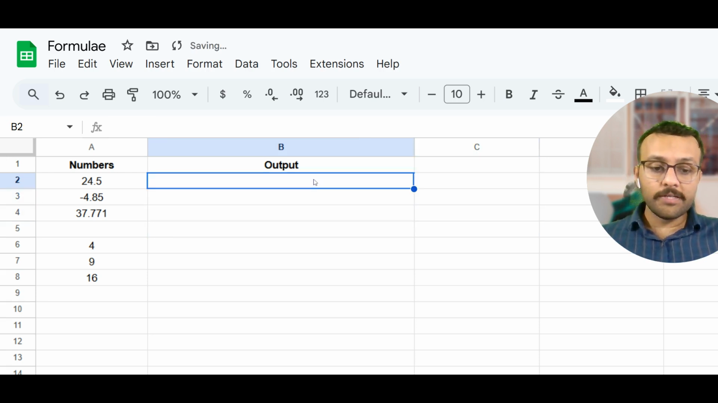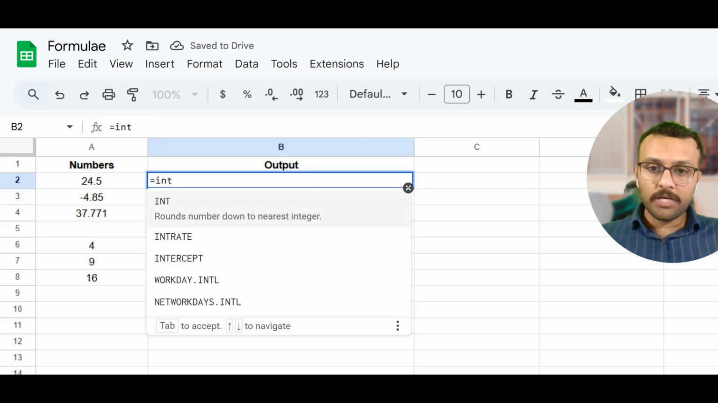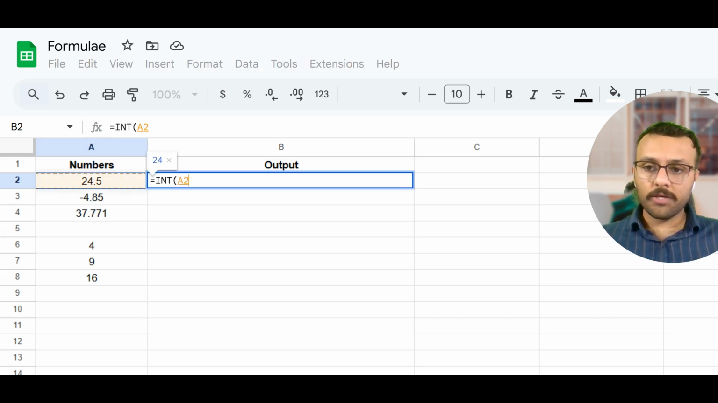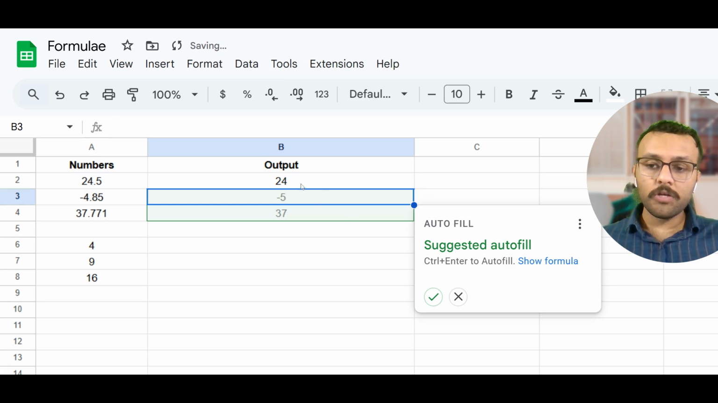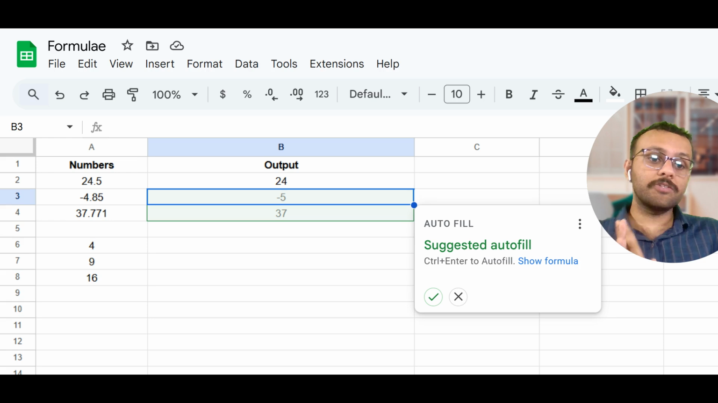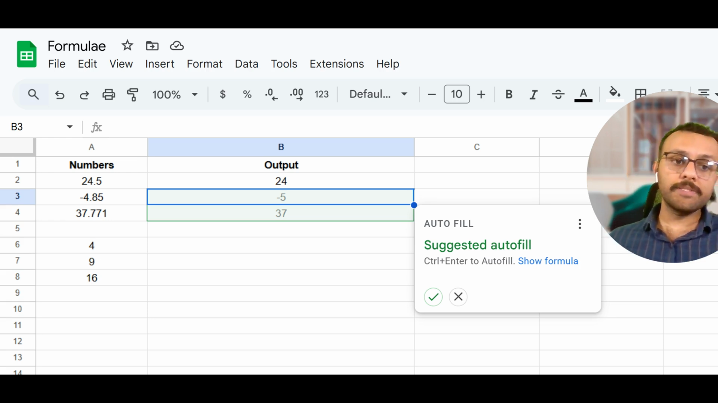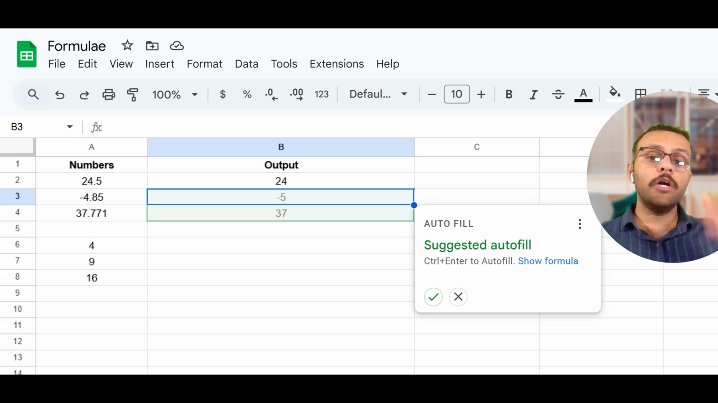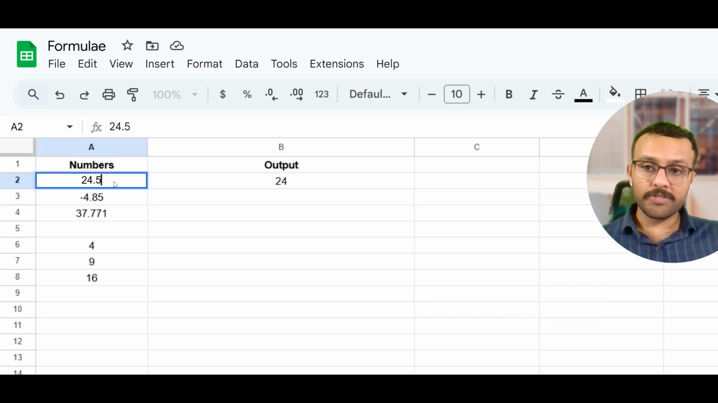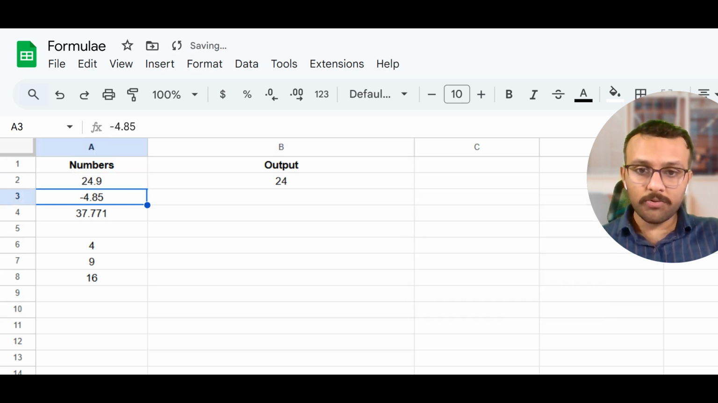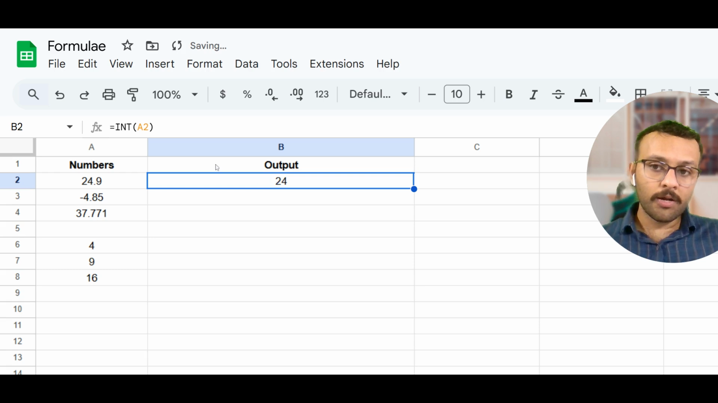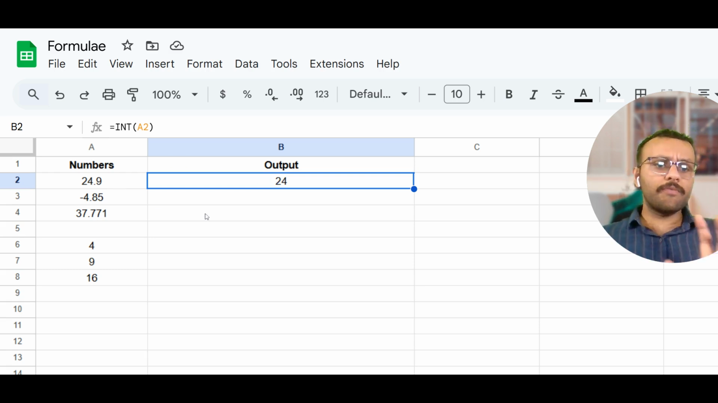The formula integer also does something similar. It rounds it to the nearest integer, whatever it is. So 24, minus 5 and 37. That's what they write, that it rounds to the nearest integer. But in my experience, I've always seen it actually going to the lowest integer available. For example, if I do 24.9, still it will not round it up to 25. So it will take the next lowest integer, something very similar to what floor does.